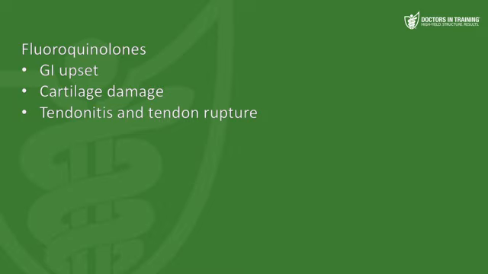Fluoroquinolones can also prolong the QT interval. You can use fluoroquinolones in children in one situation, and that's going to be cystic fibrosis. So cystic fibrosis patients get a lot of lung infections, especially Pseudomonas infections. So you can use medications like ciprofloxacin on a long-term basis, but you need to pay special attention to their cartilage and make sure they're not having any joint problems.